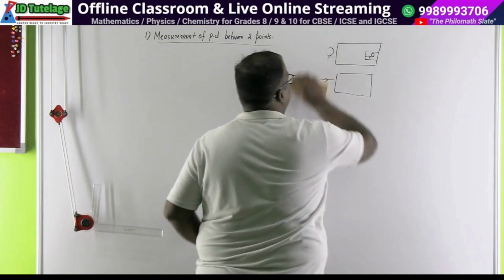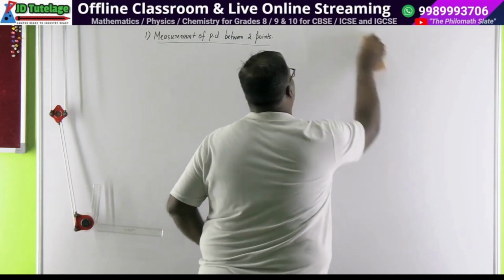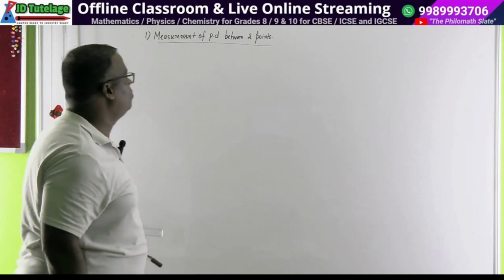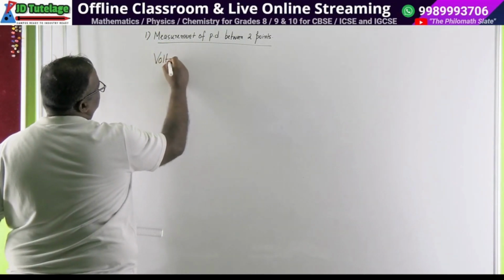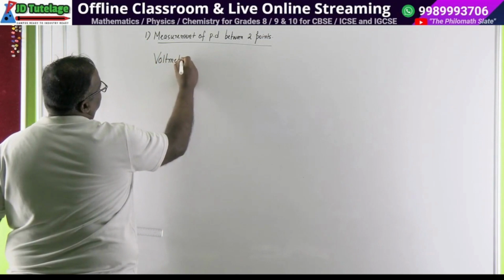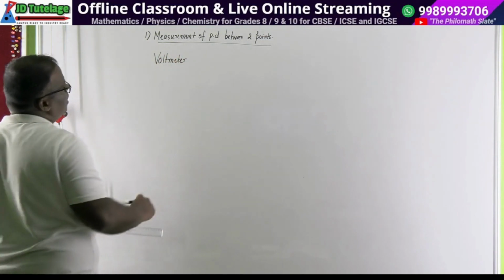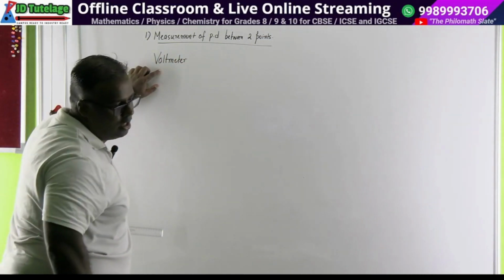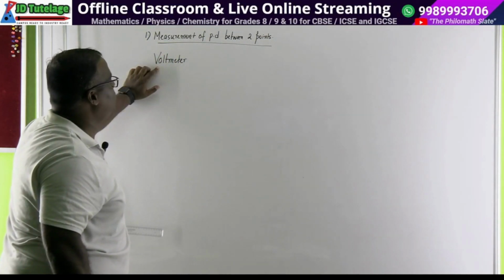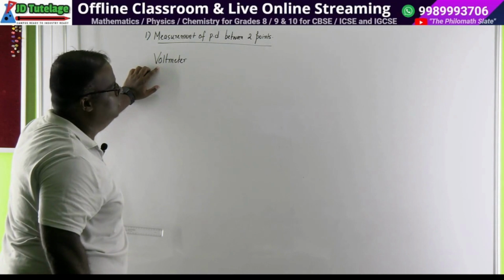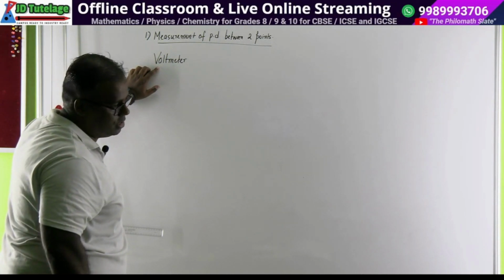When you want to measure the potential difference between 2 points, the device that you need is called a voltmeter. Volt is after the name of Alexander Volta. In his respect, we have given the name volt. And voltmeter is a device used to measure the potential difference between 2 points. Okay?